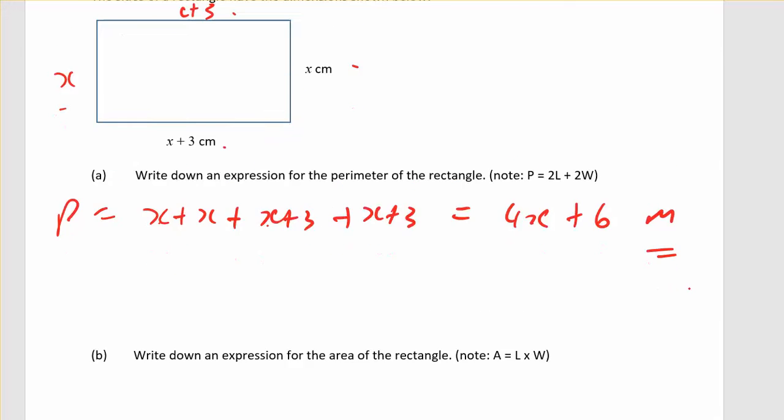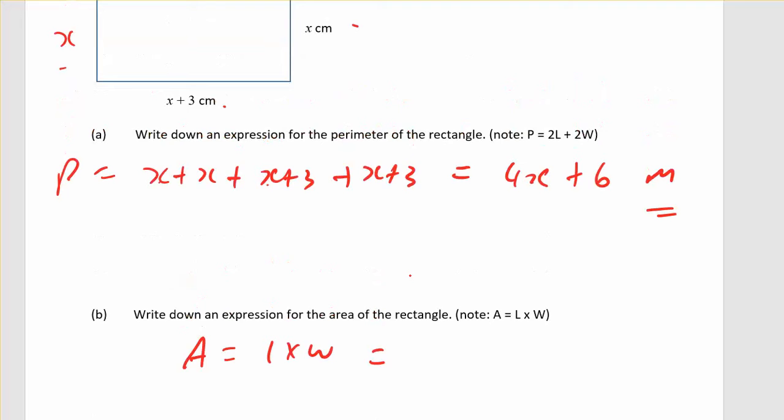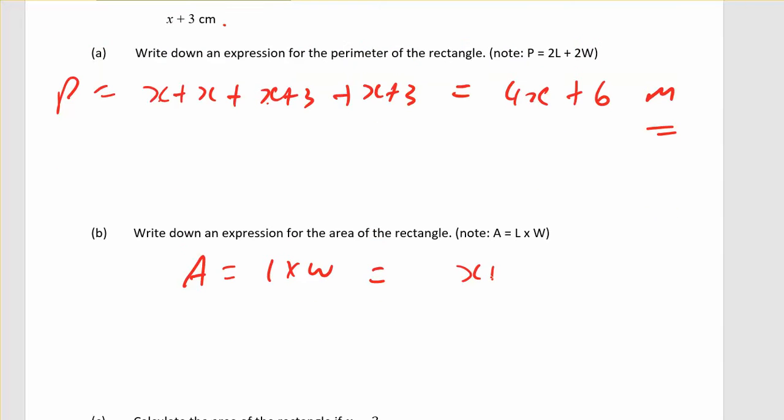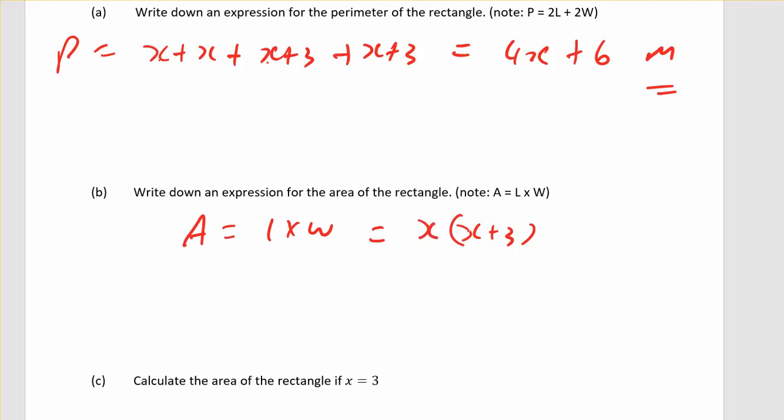Done. Write the expression for the area. Area is length times width. The length is x plus 3. And the width is just x. You always need to put bracket when you're timesing, okay? So don't ever write it without bracket like that. Don't go like that.